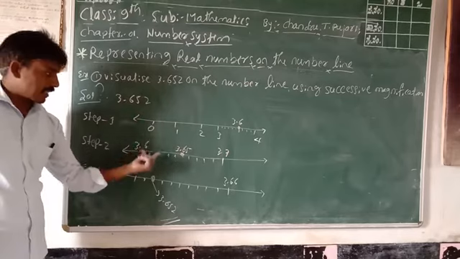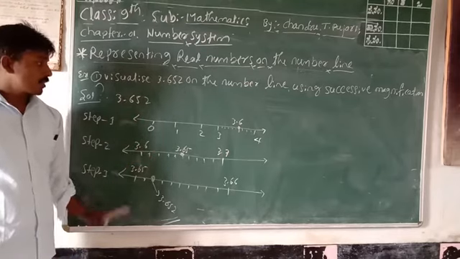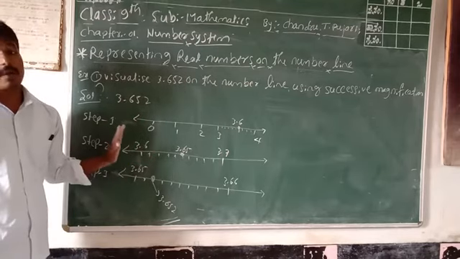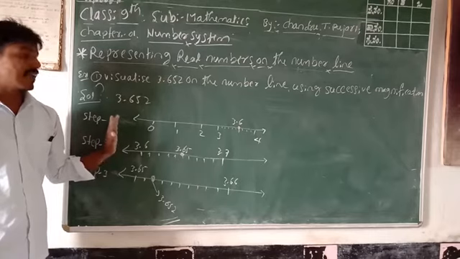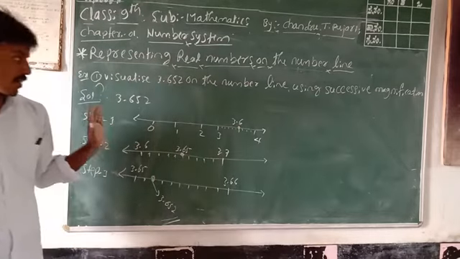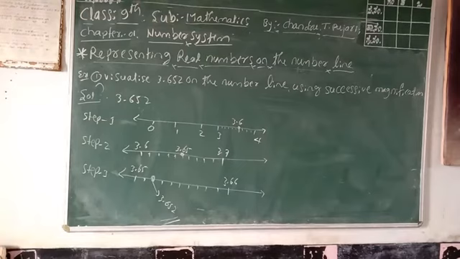Three number lines are needed. This is most important in your ninth standard; it is a 2 marks question in your examinations, or a 3 marks question also arises. Next, you can take a second example.